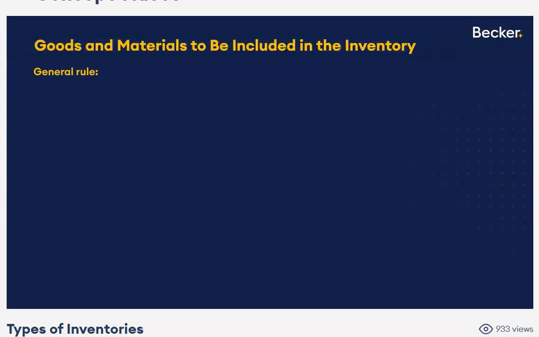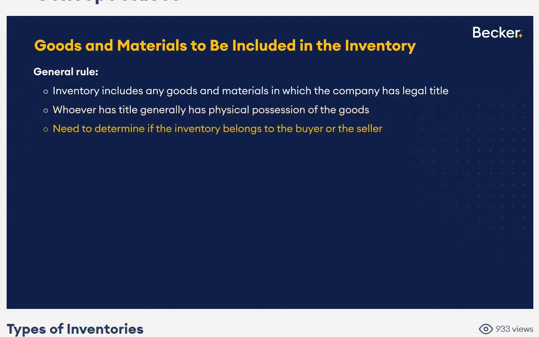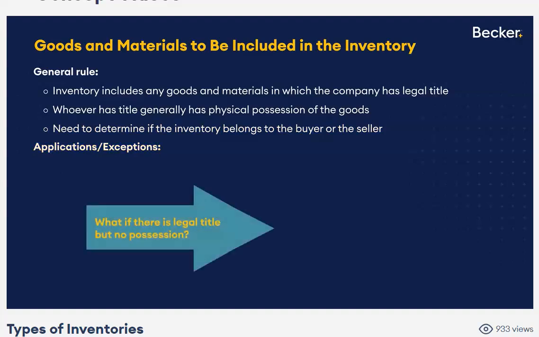Now, as a general rule, folks, inventory includes what? Any goods and material in which the company has legal title. So as a general rule, whoever has title probably has physical possession as well. All right, so we've got to figure out who this inventory belongs to, the buyer or the seller. As a general rule of thumb, if you've got possession and you've got legal title, then we're going to include that in your inventory. But there are exceptions where you might have legal title, but maybe you don't have possession. So let's take a look at some of the little details here.